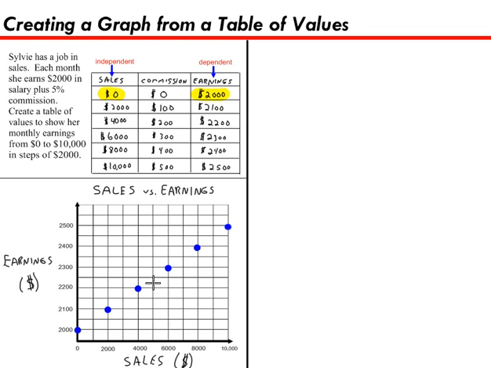I can already see that we have a very nice linear shape on this graph, meaning we're making a nice straight line. So let's just highlight that by adding a line ourselves. We're going to connect the dots. And now our graph is complete.